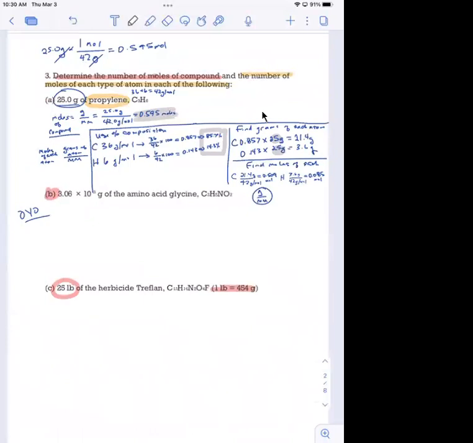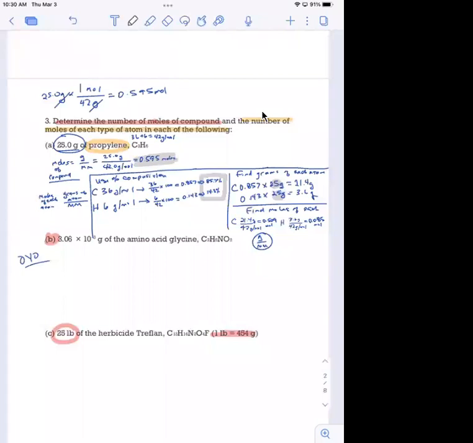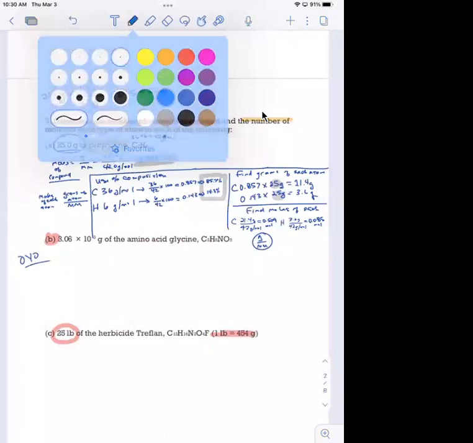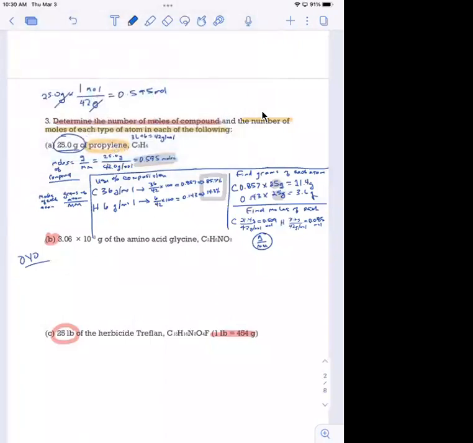All right, it's the same setup. All these problems where it says determine the number of moles of the compound and the number of moles of each atom. The moles of compound is easy. If we have a mass, we just take grams over molar mass. The moles of each atom is a little bit more involved because we have to find out how much of each atom is present using percent composition. We've done that already. So once we get the percentages, we can figure out the number of moles of each atom. But let's do it.